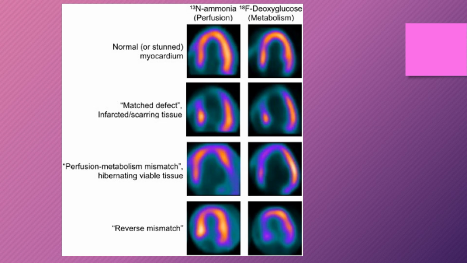And then a reverse mismatch is seen here where the perfusion is there, but it's not necessarily taking up glucose. That's not a bad thing. It's a good thing when it's not taking up glucose. That means it's metabolizing the fatty acids.